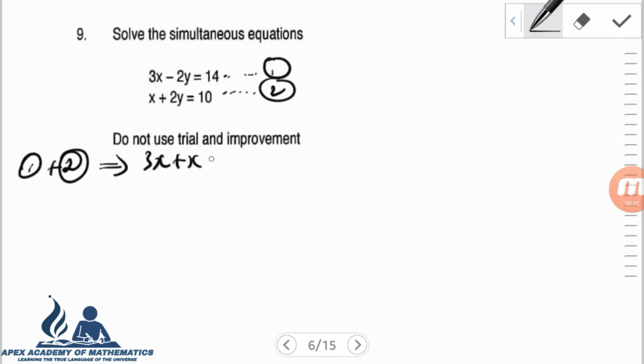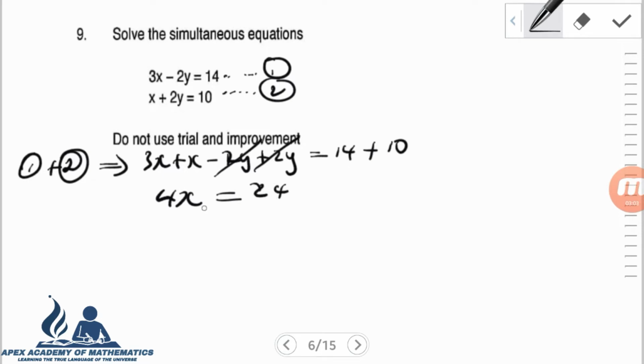plus x, equal to minus 2y plus 2y, and that's equal to 14 plus 10. Now 3x plus x is equal to 4x, and negative 2y plus 2y, additive inverse identity, is equal to 0, and of course 14 plus 10 is 24. So if I divide both sides here by 4, I'm going to easily get x equal to 6.